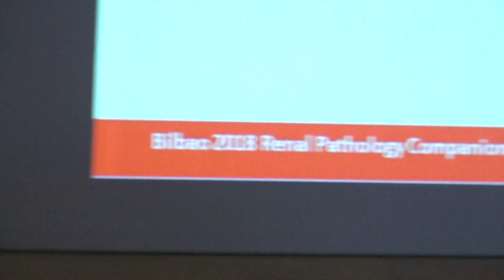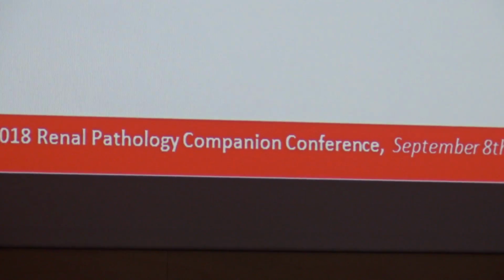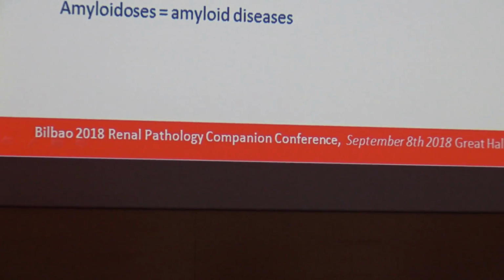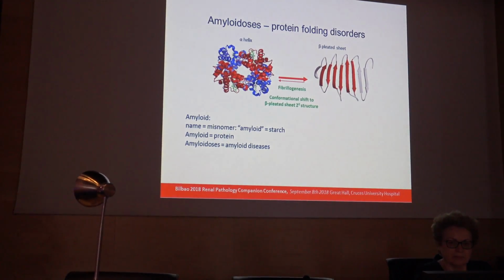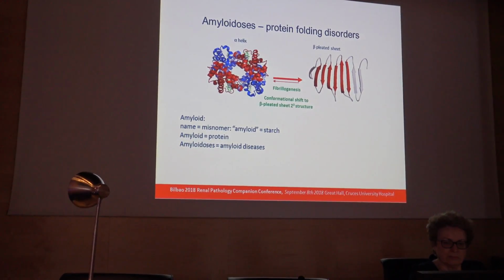My learning objectives are as shown here. I have nothing to disclose. I will talk about amyloid. I'm not sure whether I'll have time to finish the last points on my outline. I would like to begin with what amyloidosis is, and keep in mind please this image.